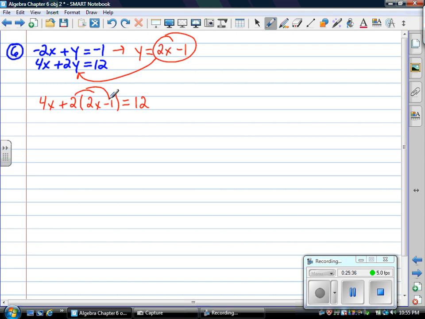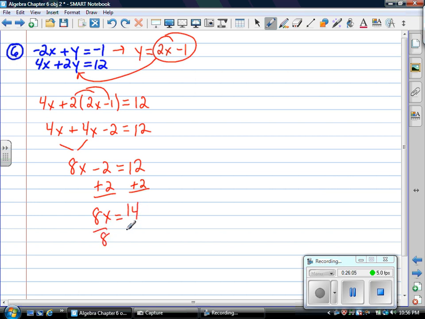I distribute. We get 4x, 2 times 2x, 4x. 2 times 1 is 2. That's going to be equal to 12. Like terms, 4x and 4x, 8x minus 2 is 12. I'm adding 2 to both sides of the equation. I wind up with 8x is going to be equal to 14.